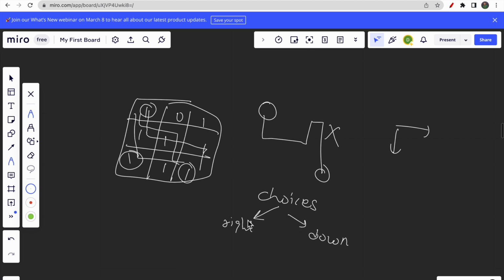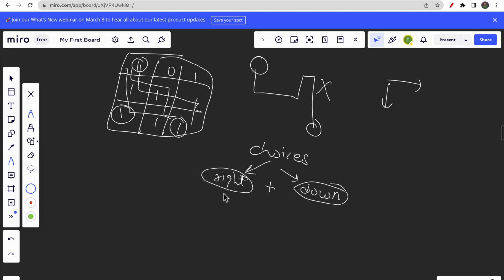Okay, so you have two choices, and what do we need to find? We need to find the summation of the two choices, like how many answers we get from the right and how many answers we get from the down. Yes, total answer x, total answer y, and we need to just sum it for each cell. Correct? And yeah, that's simple.